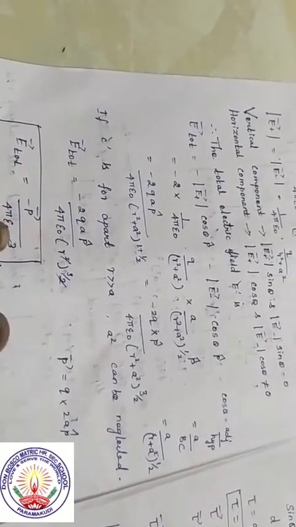Next we substitute the dipole moment: P vector is equal to Q into 2A P cap. So the E vector, the total electric field, is equal to minus P vector by 4 pi epsilon naught R cube. So this is the equatorial line. This is an important 5-mark question.